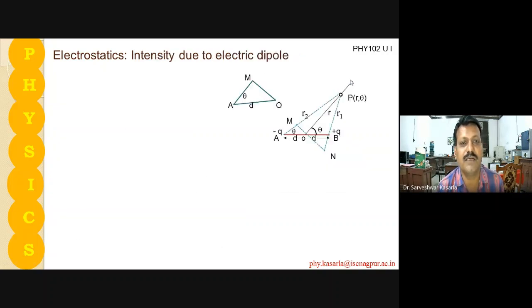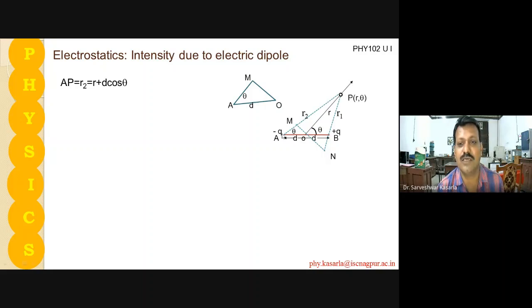So let us find the intensity due to an electric dipole. First of all, we will estimate the potential due to the electric dipole, and by using the relation E is equal to minus del V, we will find the expression for the intensity. So let us find the relations here.